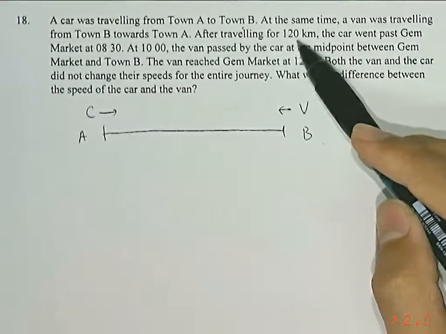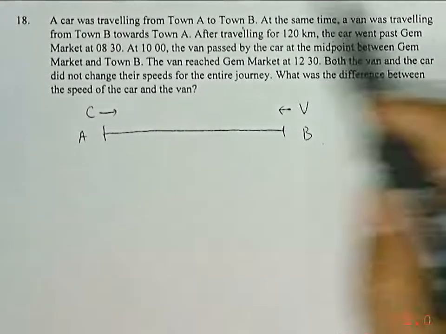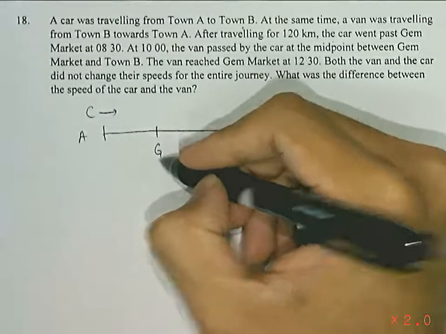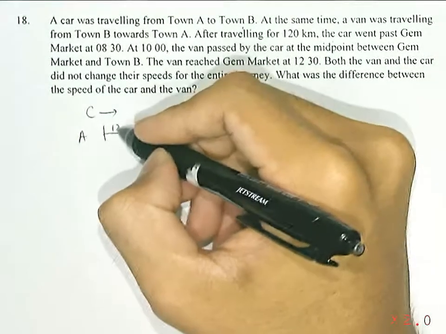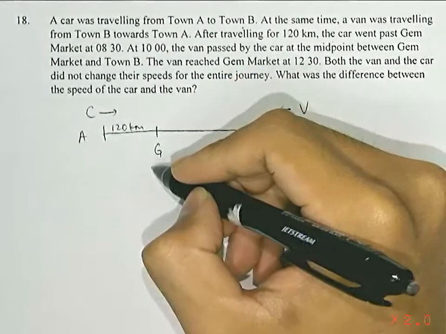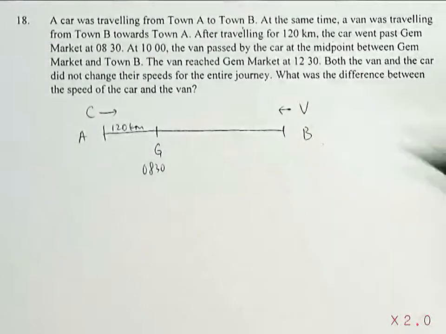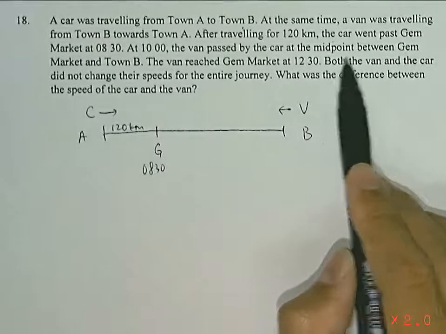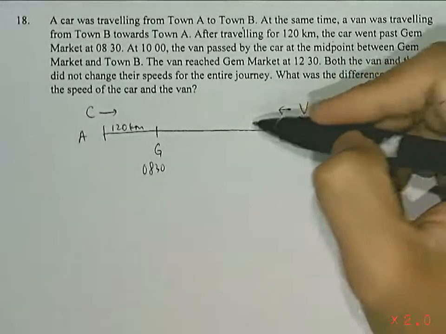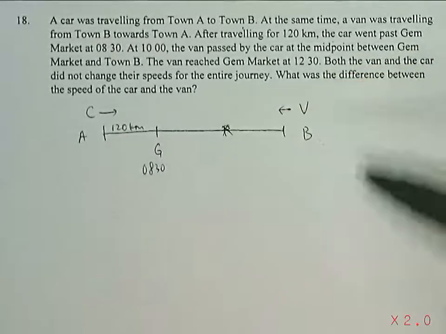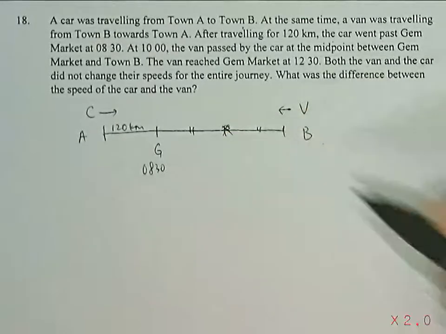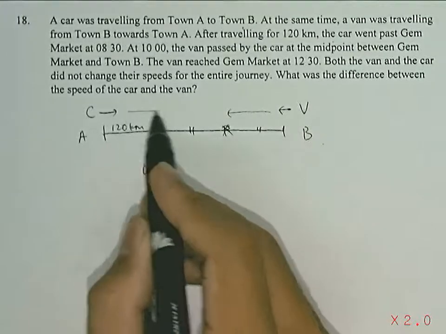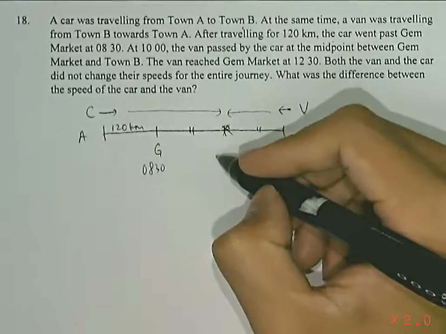After traveling for 120 kilometers, the car went past Gem Market at 8:30. So if the Gem Market was over here, the car traveled for 120 kilometers. The car reached Gem Market at 8:30. At 10 o'clock, the van passed by the car at a midpoint between Gem Market and Town B. So they met somewhere over here, which is the midpoint between Gem Market and Town B. Alright, so this is where they traveled to, and they met at 10 o'clock.